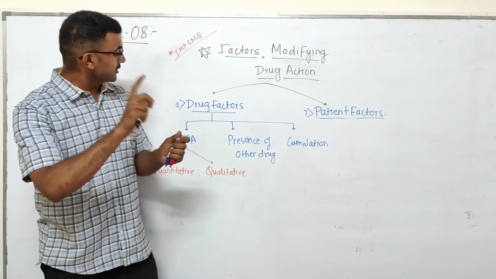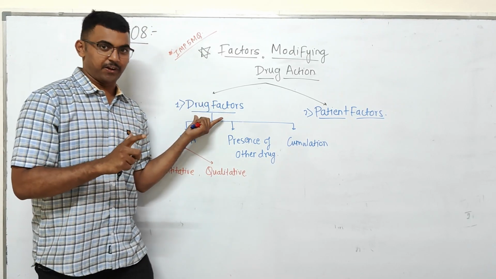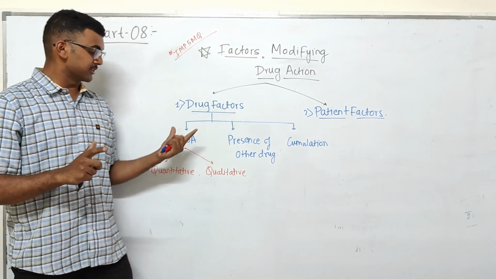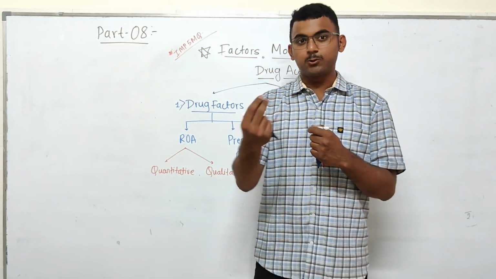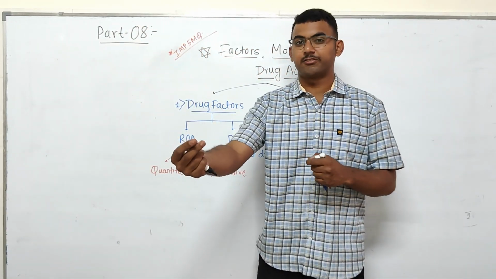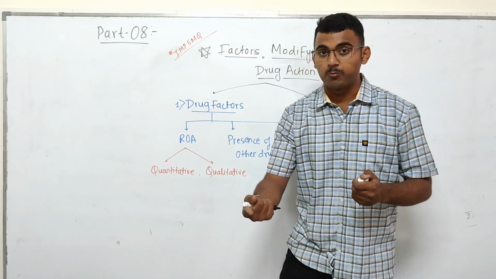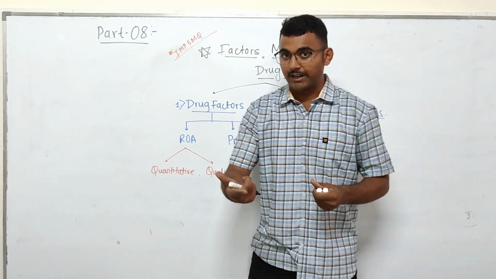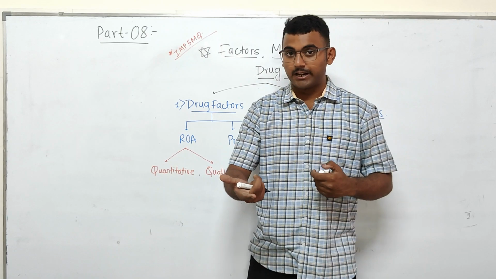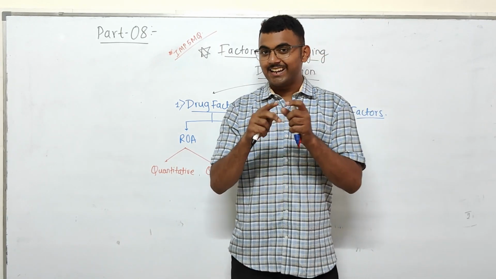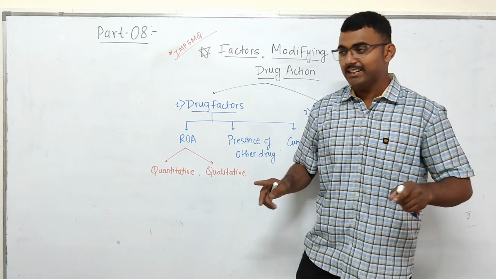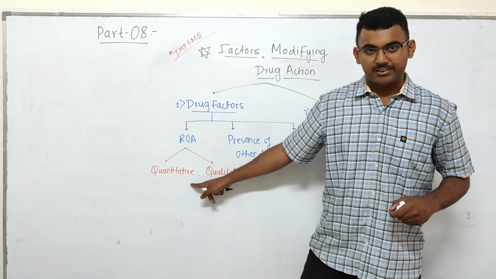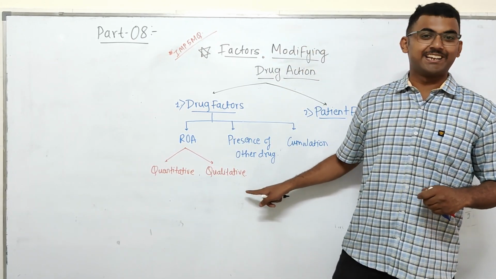Now the first one is the drug factor. In the drug factor, the first thing is your route of administration. That means when the drug is given to the patient, in what route are you administering it? Are you giving it in oral form, topical form, or intravenous form? Based on that, we divide route of administration into two factors: one is the quantitative factor and the other is the qualitative factor.